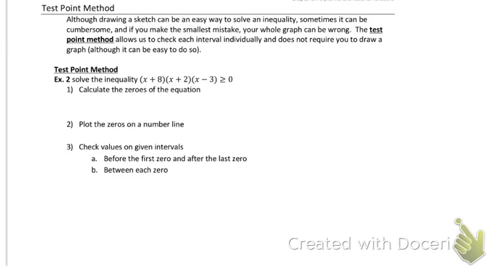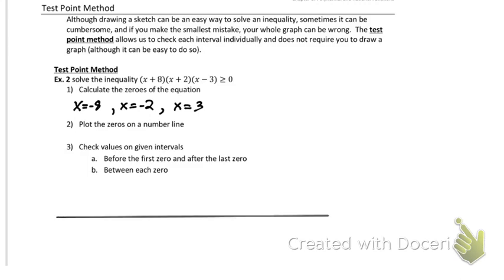So we're going to solve this exact same thing, but we're going to use the test point method. So it says solve the inequality x plus 8 times x plus 2 times x minus 3 is greater than or equal to 0. We know what the answer is, so hopefully we get the same answer. So the first thing is you just need to calculate your zeros. You don't have to worry about multiplicity. You just need to calculate the zeros of your equation. So our zeros are going to be x equals negative 8, x equals negative 2, and x equals 3. Then you're going to plot those on a number line. So we're going to plot that information on a number line. So we're going to just go straight across here.